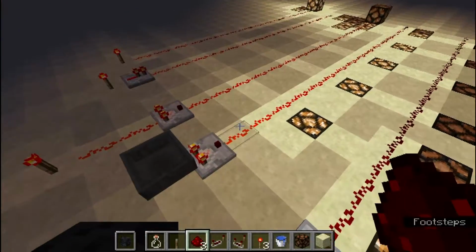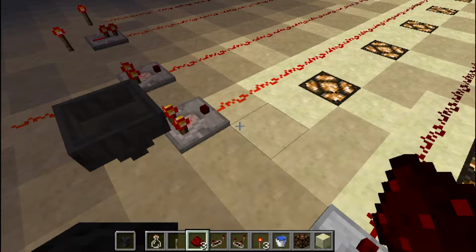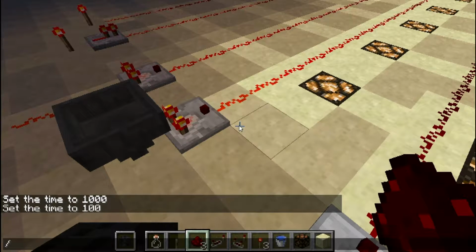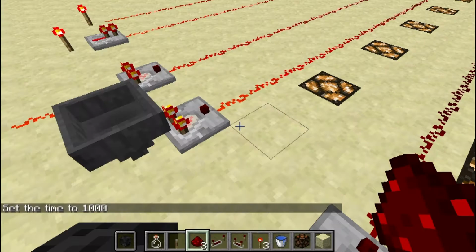Now, comparators, when put aside to blocks that hold items, let me just set this away first. Sorry about that, I live very close to the airport.